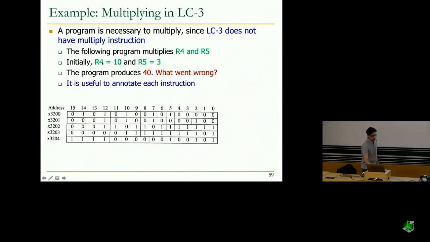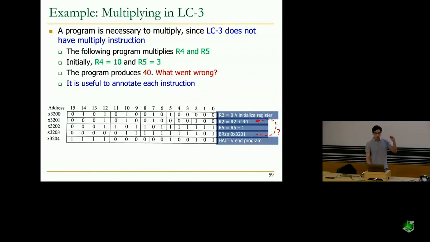Essentially, we have two input registers that we want to multiply. These are R4 equal 10, R5 equal 3. You know that the result should be 30, but for some reason, this code produces a result that is 40. What went wrong? What we have to do is check our code. Obviously, this kind of annotation can be useful to understand the code.